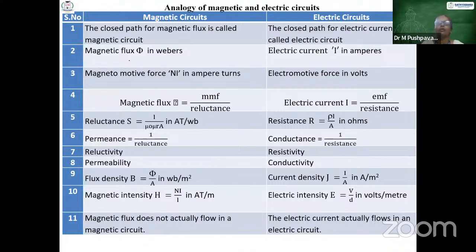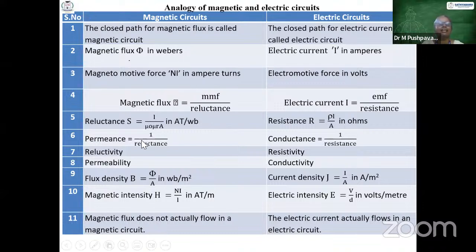We measure magnetic flux in Webers and electric current in amperes. Magnetomotive force we measure as N into I. Electromotive force, V equal to IR. Or else we can say magnetomotive force in another way, flux into reluctance, because flux is equivalent to current and resistance is equivalent to reluctance. And these are the formulas.